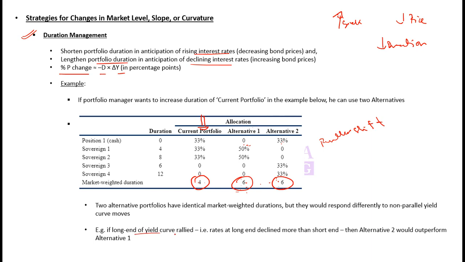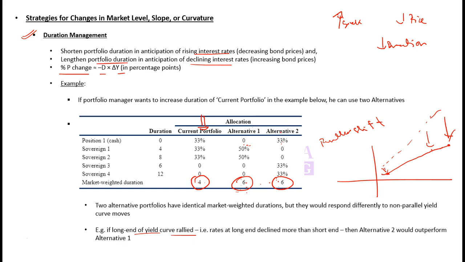For example, if the long end of the yield curve rallied, so let's say the shift is not parallel. Let's say rates at the long end decline more than the short end. This was your curve, and now it has shifted down. Rates at the long end have declined more compared to the short end. So now this will be your curve. Decline at the long end is higher and decline at the short end is lower. That is, if rates at the long end decline more than short term, then alternative 2 would outperform alternative 1.